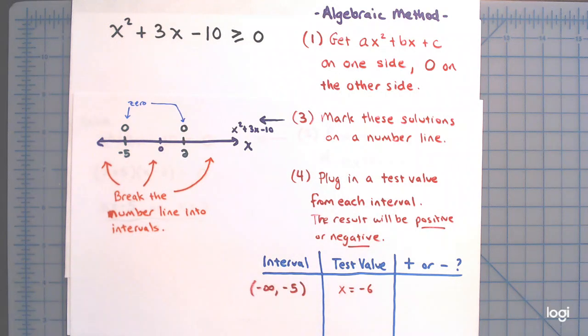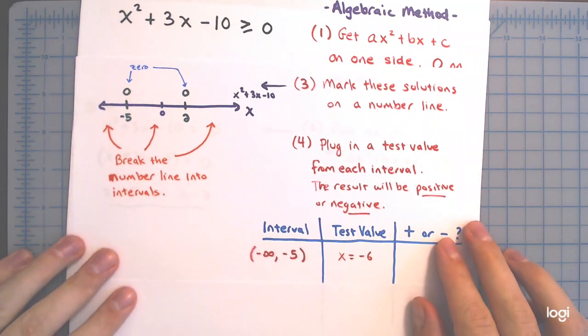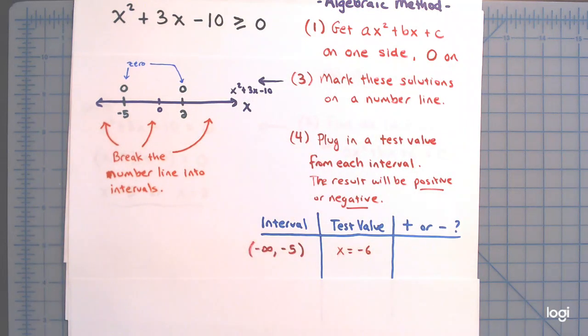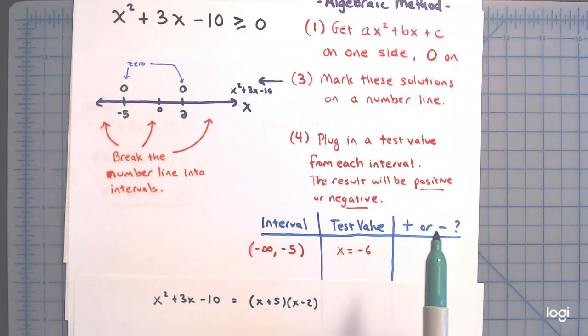All right, and then I'll test this on another sheet of paper. Will the result be positive or negative? I'm going to plug in -6 to the expression x squared plus 3x minus 10. Now you could plug it into that expression, x squared plus 3x minus 10. But remember, this is also, if you factor it, x plus 5 times x minus 2. And I don't really care exactly what the value is. All I care about is, is the result positive or negative?